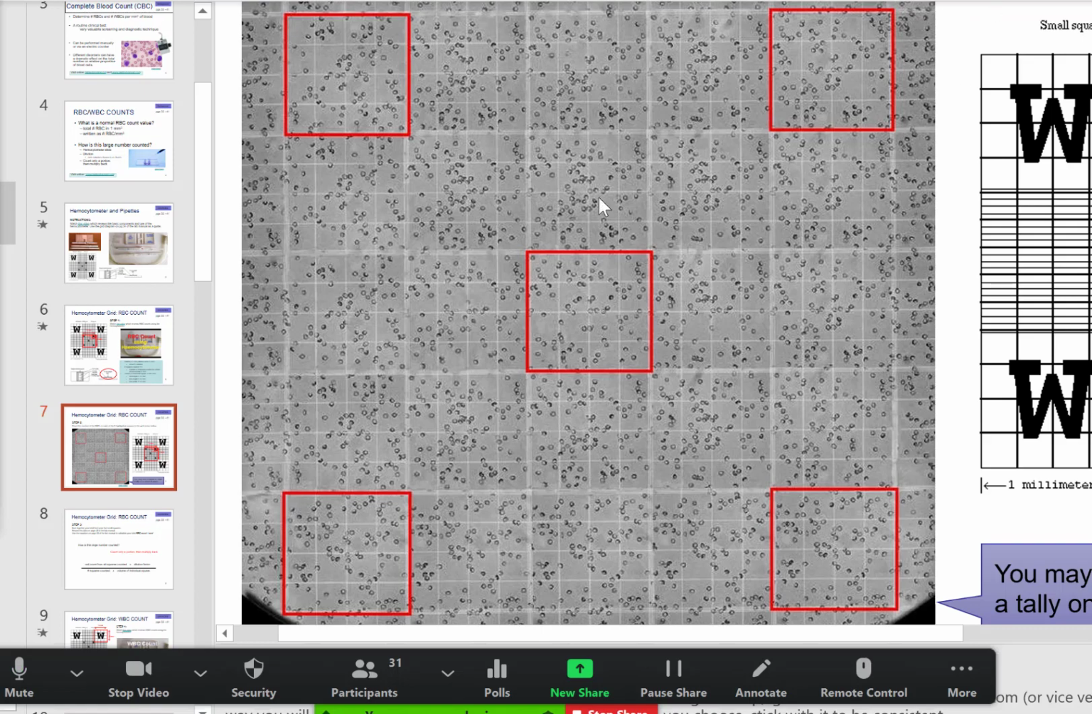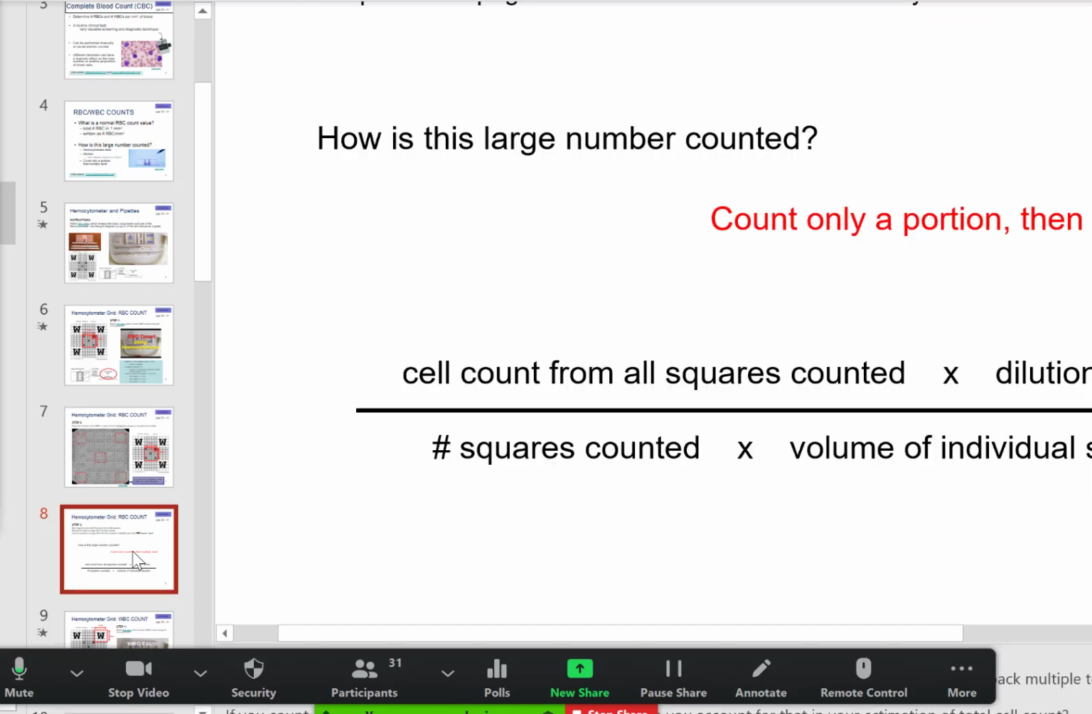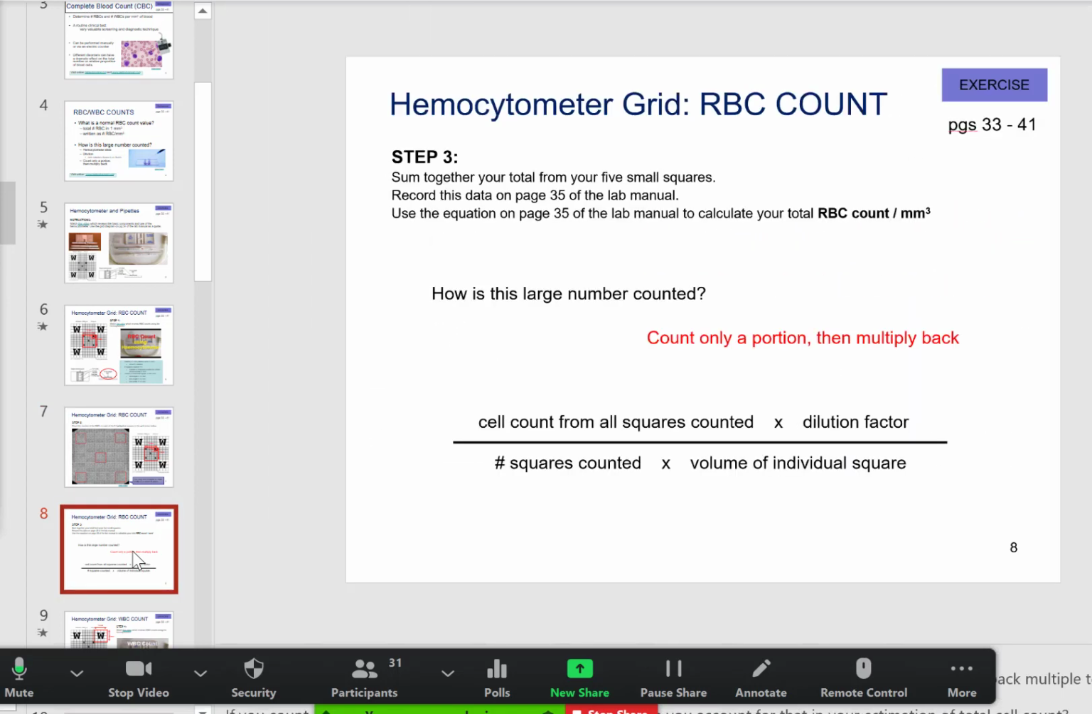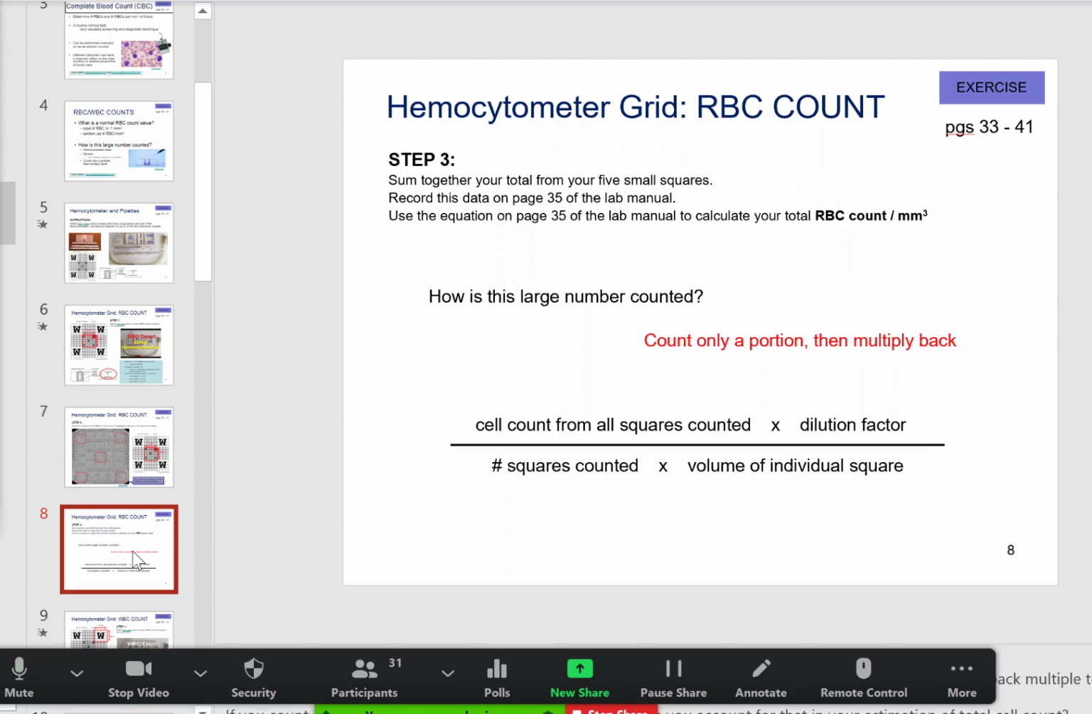So on the next slide, here's the equation that you will be responsible for on your lab exam. On your lab exam, I will tell you how many cells you counted, how many squares you counted, your dilution factor, and the volume for each square. All you have to do is plug and chug. So take a moment now to calculate your red blood cell count on this person.